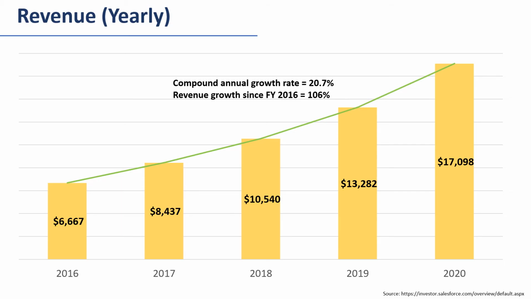Now, we move on to part 3, which is the financial analysis for Salesforce. First, we'll take a look at the yearly revenue performance of Salesforce. And as you can see from the graph here, their revenue has been growing steadily for the past 5 years, which is evident through their compound annual growth rate, which is 20.7%. And the revenue growth since fiscal year 2016 is 106%. This means that the business model of Salesforce has been profitable and growing at a very high rate.